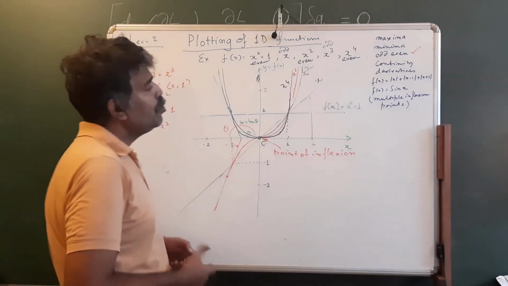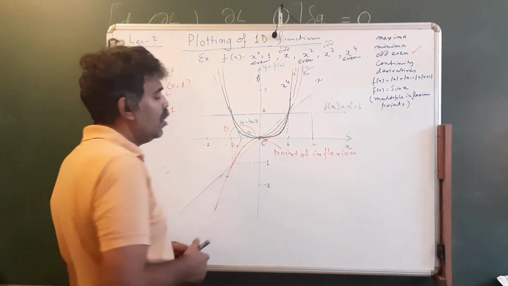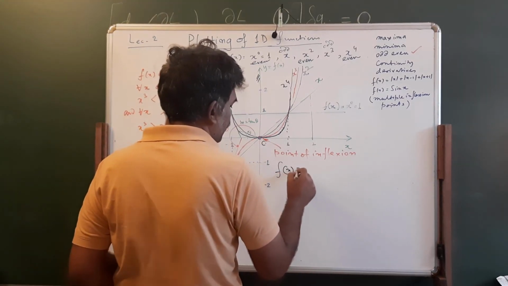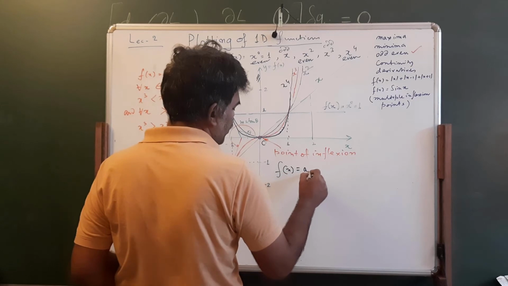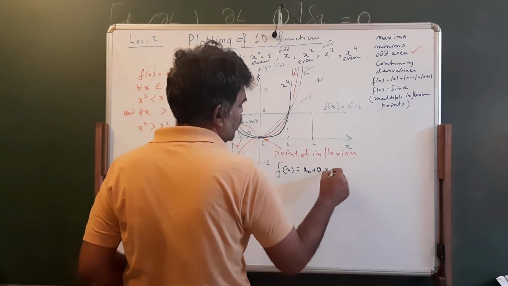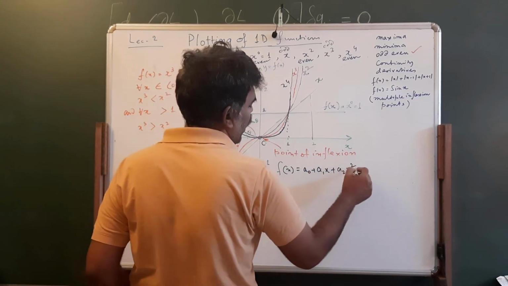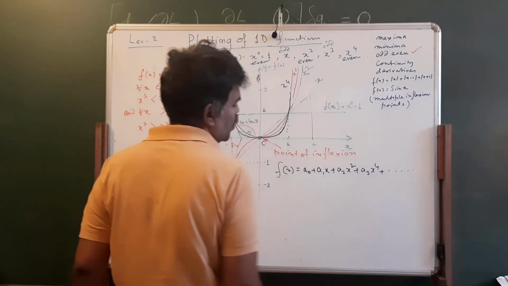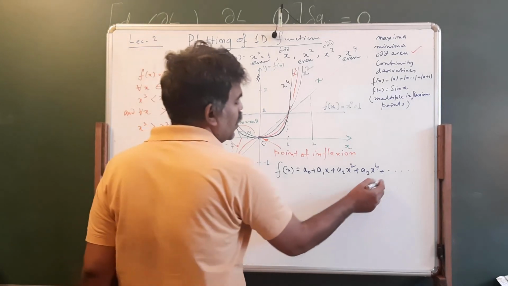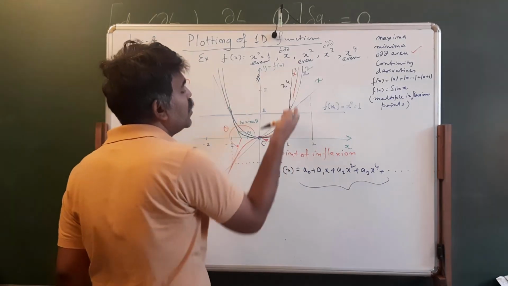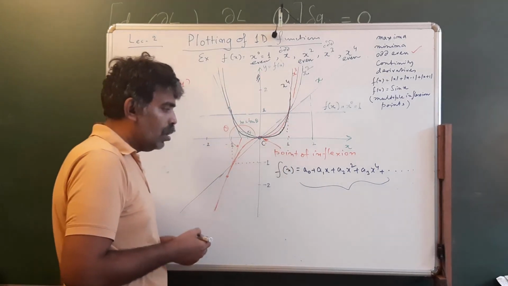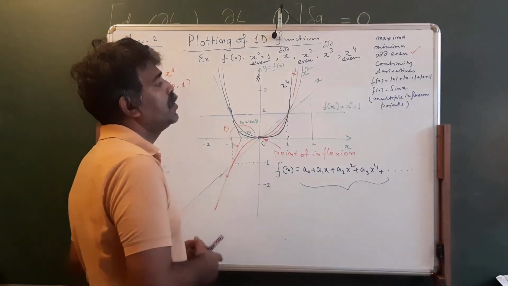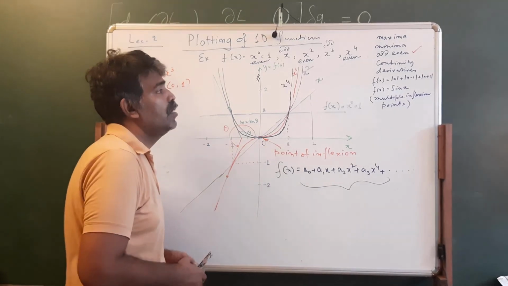If I give you a general polynomial, suppose f(x) equals some constant a0 plus a1x plus a2x square plus a3x cube plus a4x to the power 4 plus dot dot dot. If it is given like this, it is basically the sum of all these curves. Okay, the sum of all these curves. Remember, odd function and even function is very important. I have discussed it in this lecture.